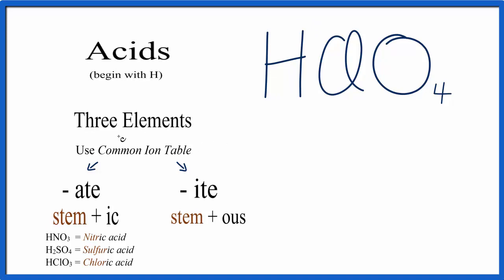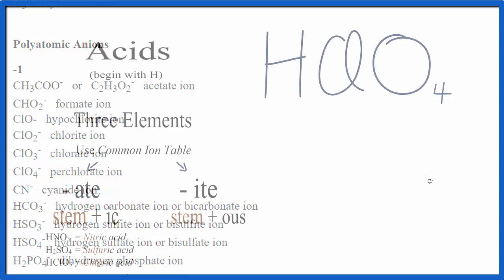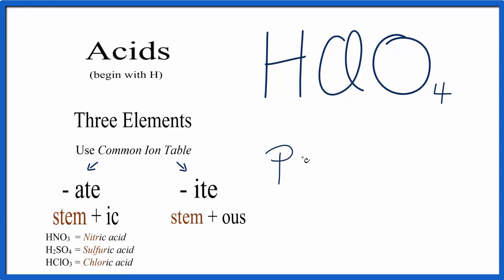So we go to our common ion table and we're looking for ClO4 minus. As we look down the common ion table, we see ClO minus, ClO2, 3, and there, ClO4 minus. It's the perchlorate ion. So we've got our perchlorate ion. We go back to our flowchart and we're going to write perchlorate.